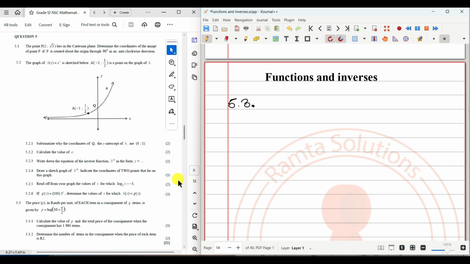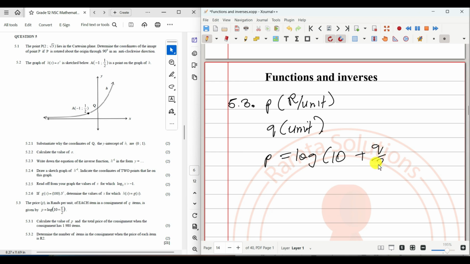5.3. Ooh, so we need to be done with this question at 30 minutes, and we have 6 minutes to do this 5-minute question. The price P in rands per unit of each item in a consignment of Q items is given by, so P is rands per unit, and Q is basically referring to units. Okay, so the formula is P equals log of 10 plus Q over 2.